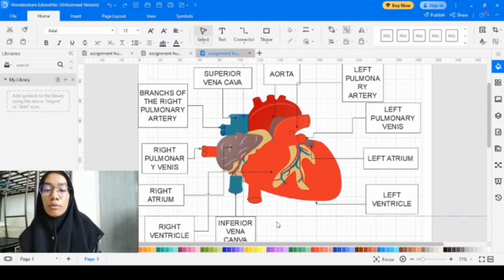For the next part, the left ventricle and right ventricle are muscle chambers responsible for pumping and pushing blood out. For the next part, the inferior vena cava. The function is to transport blood from the rest of the body. And for the next part, the superior vena cava. The function is to transport blood from the upper body. Okay, thank you. That's all the explanation from me.